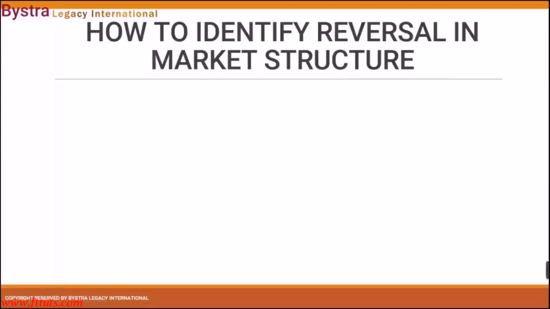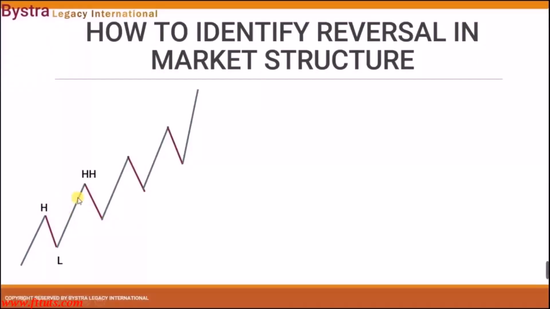How do we use market structure to identify reversal? This is actually not very difficult to identify, and it's not very difficult to learn. Now let's look at the price. It is moving in an upward trend where it creates higher high, higher low, higher high, higher low, and then when we draw a trend line, price will touch this trend line and bounce back up.